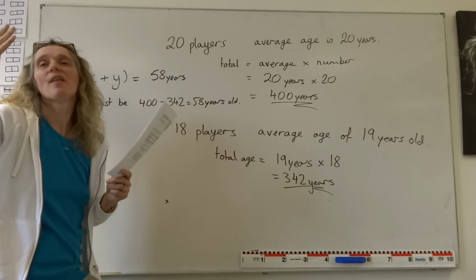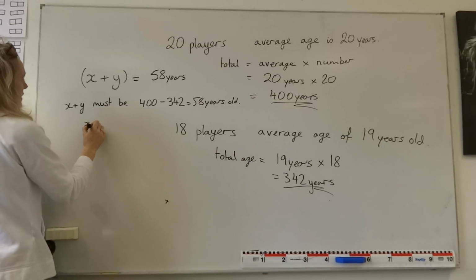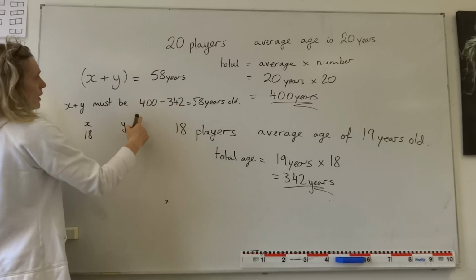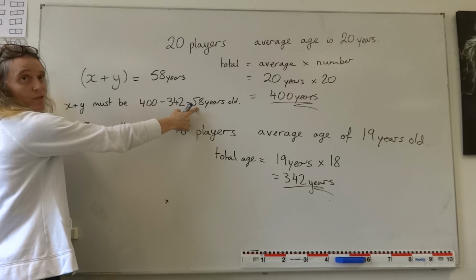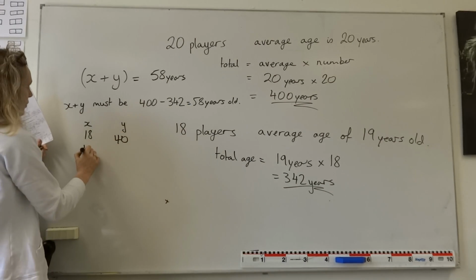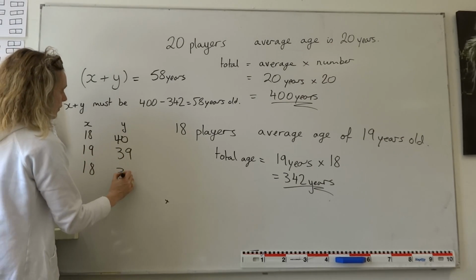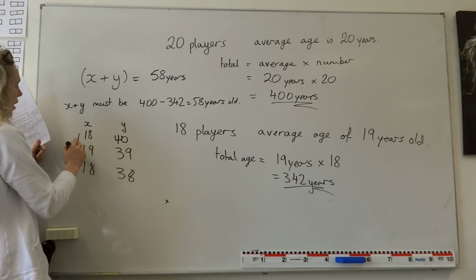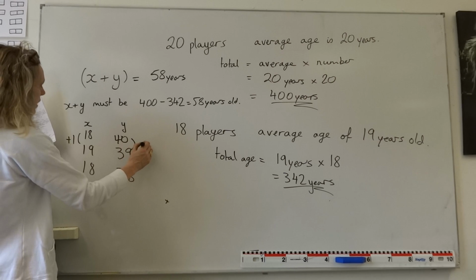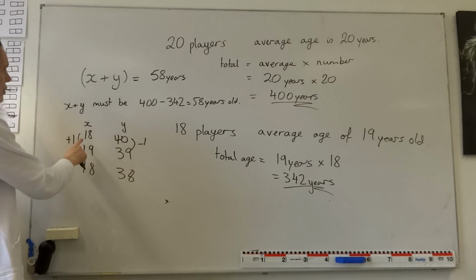Now let's assume that they're both adults. So we'll say that X is more than 18. Let's say that X is 18. What would Y have to be? Well, the ages have to add up to be 58. So Y would be 40. X could be 19, Y could be 39. X could be 20, Y could be 38. So this one will increase by 1 each time, and this one will decrease by 1 each time. So it can be any combination.